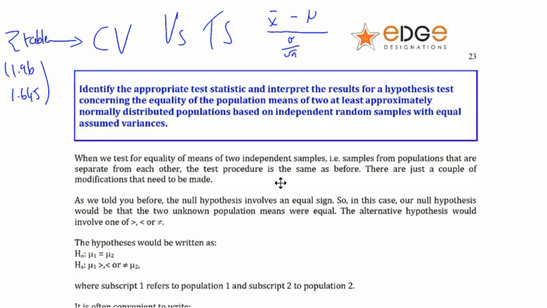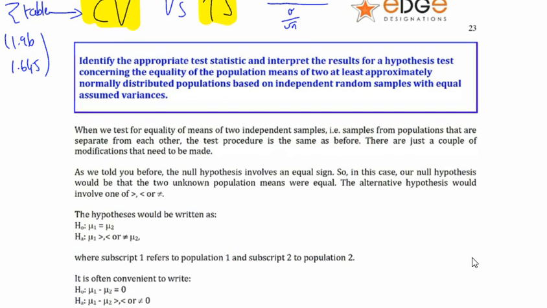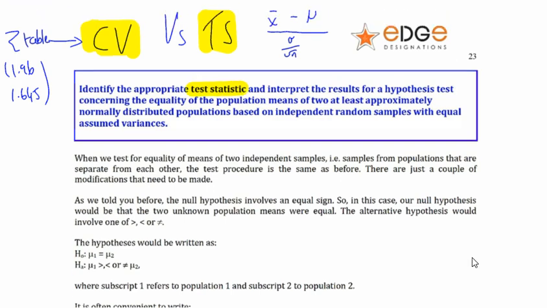But all of it was done on a fairly simple, fairly gentle level. What we do now is we expand a little bit to very specific cases, and as we expand to specific cases, what's going to change? Where I get my critical value from, for the most part, and how I calculate my test statistic, because that changes depending on the circumstances. We start off over here, and let's have a look at my learning outcome statement. And you can see what it says. It says identify the appropriate test statistic and interpret the results of the hypothesis test concerning what?